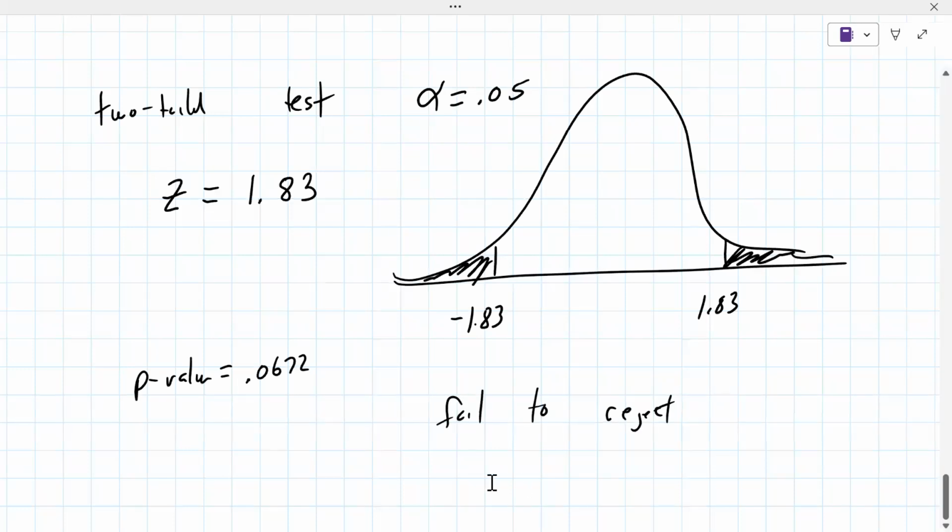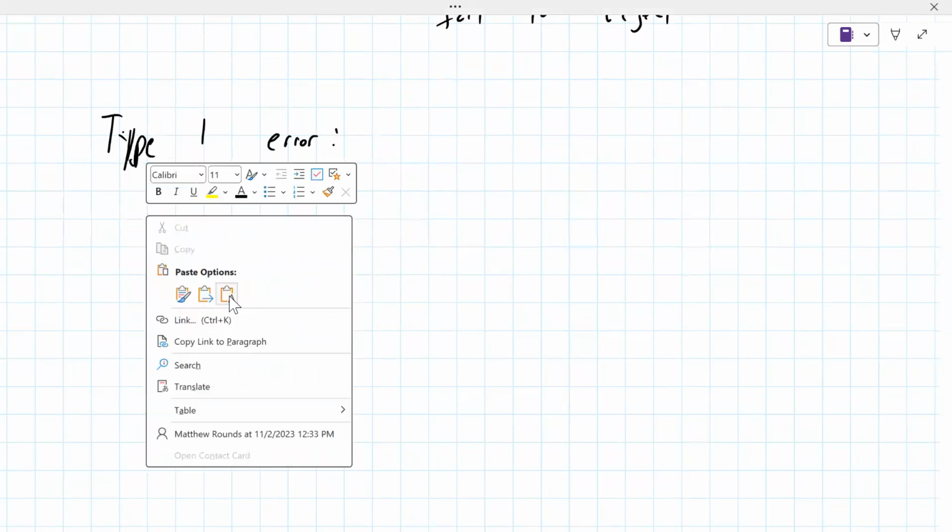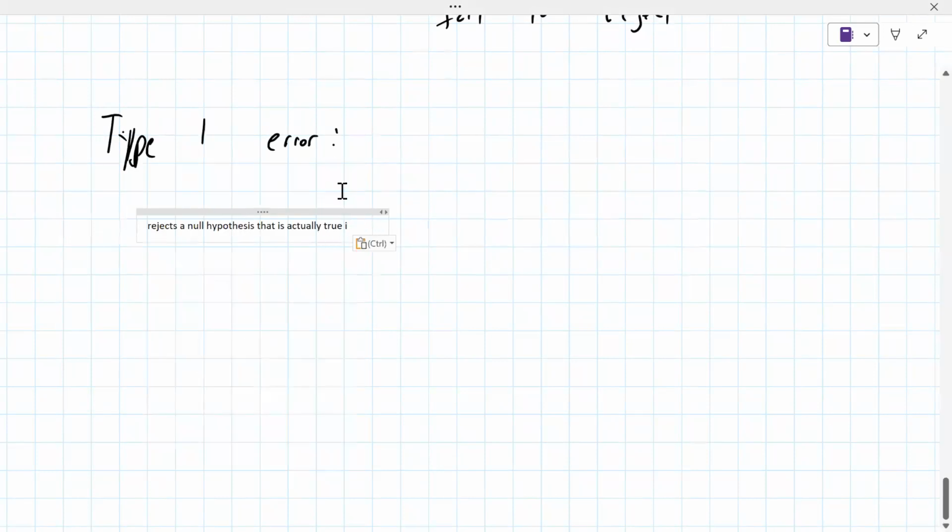Any questions before we move on to type 1 and type 2 error? No. Okay. So the type 1 error, very important here. You reject a null hypothesis that is actually true. So I'm going to snip this in here. This is the definition of a type 1 error.